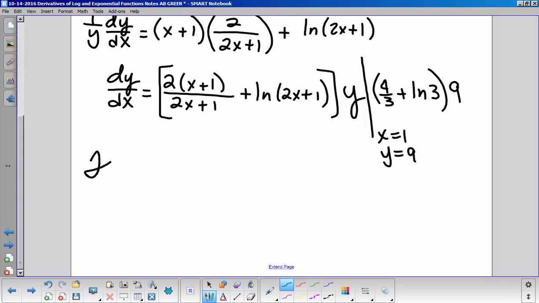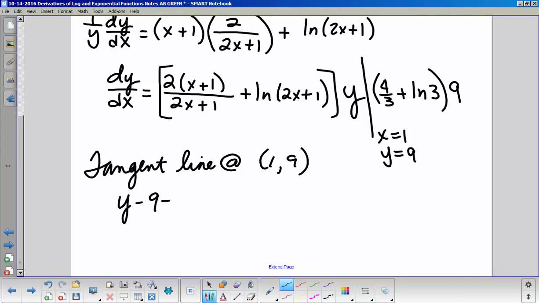How do I do that? I'm not going to let that number intimidate me or you. At 1, 9, what's it going to be? y minus 9 equals parentheses 4 over 3 plus natural log of 3, and we're going to prove it.